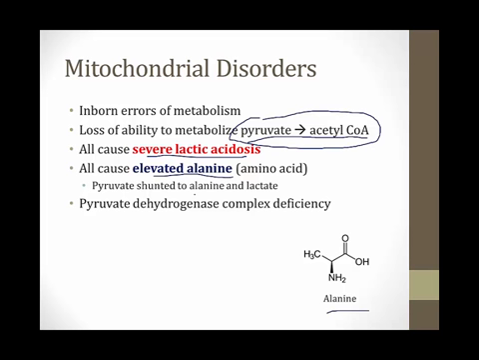So if you can remember that an elevated alanine level suggests a mitochondrial disorder, it's very easy to recognize these disorders in board questions. One of the most common mitochondrial disorders is a pyruvate dehydrogenase complex deficiency, and I talk about that disorder in more detail in the video on pyruvate dehydrogenase.